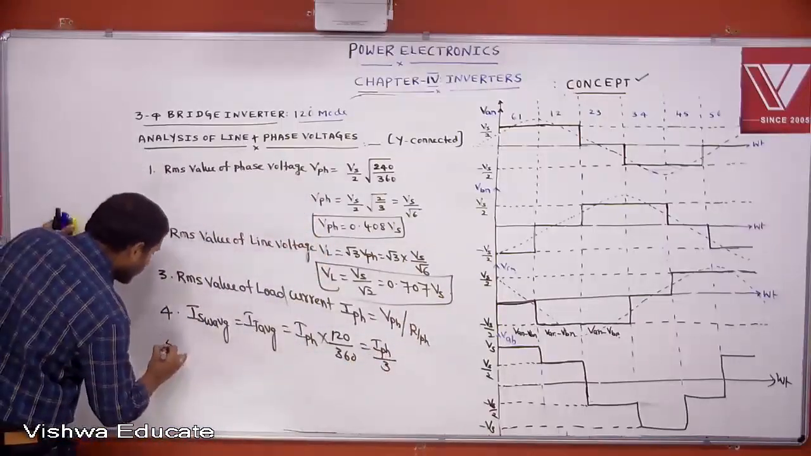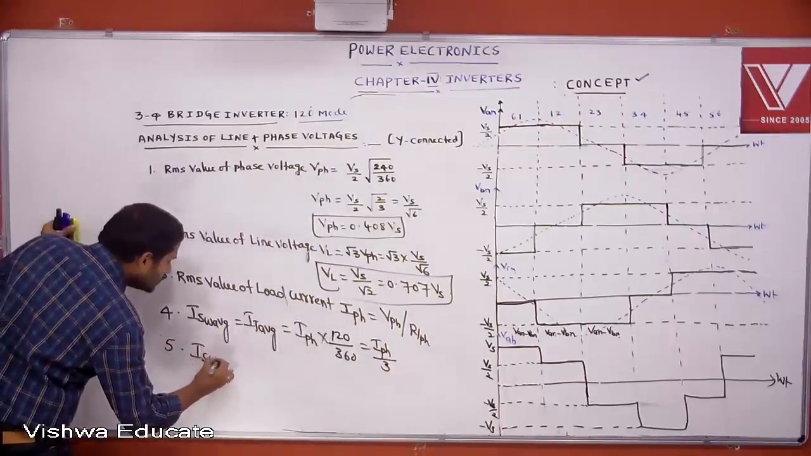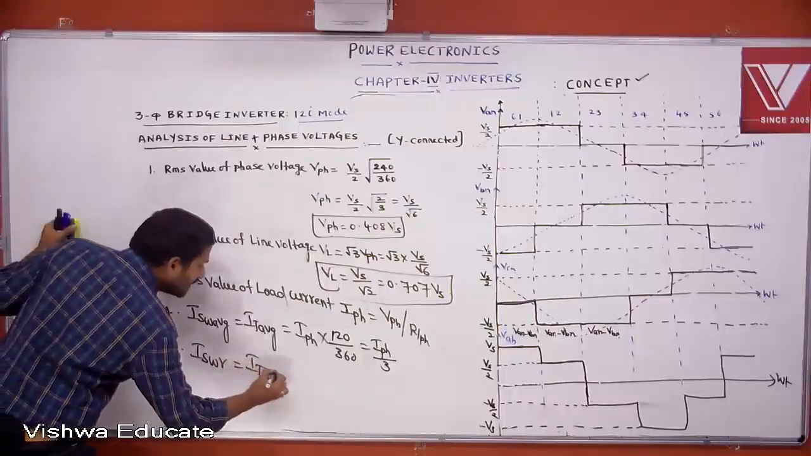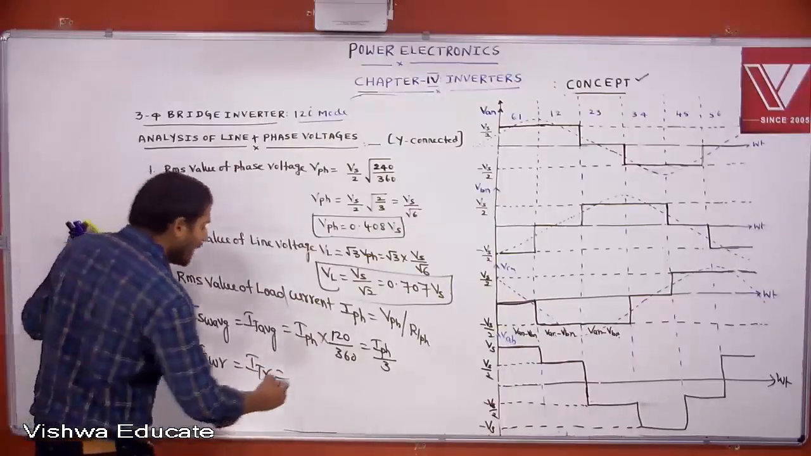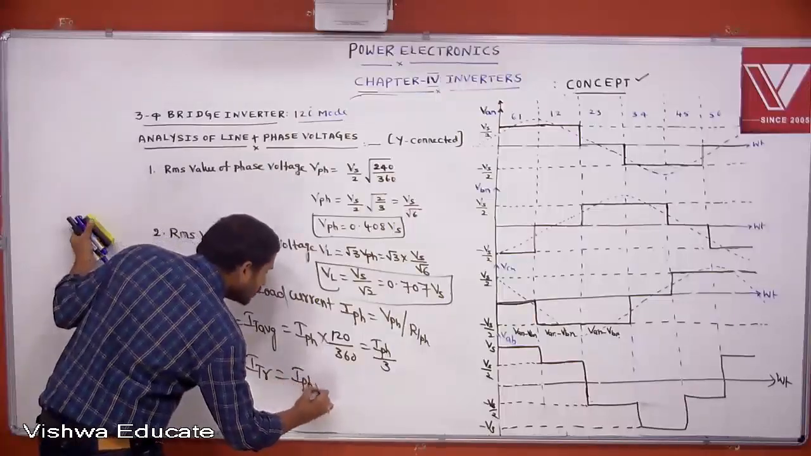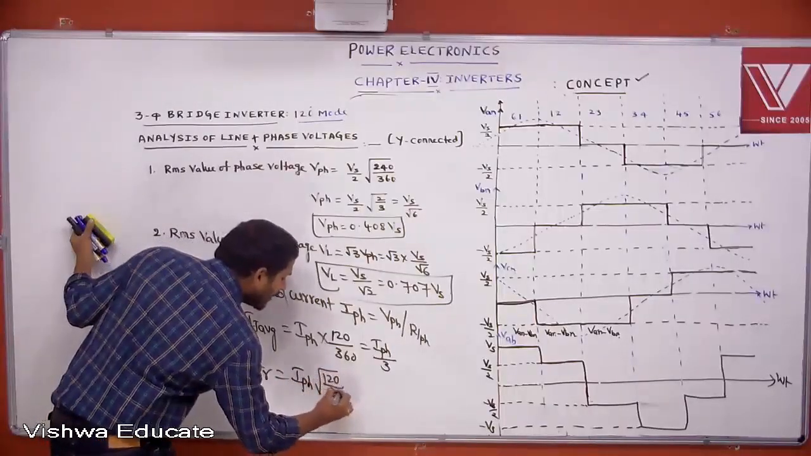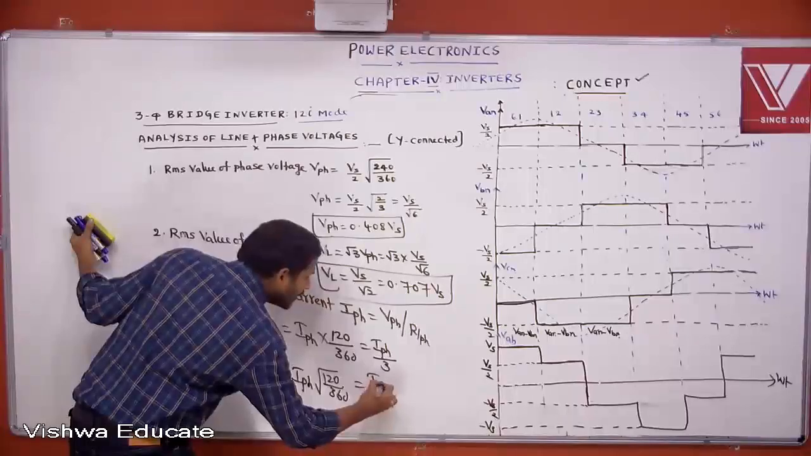Similarly, you tell me, what is the RMS value of each switch current or RMS value of each thyristor current? The switch may be thyristor also. Then I phase into square root of 120 by 360. Then I phase by root 3.